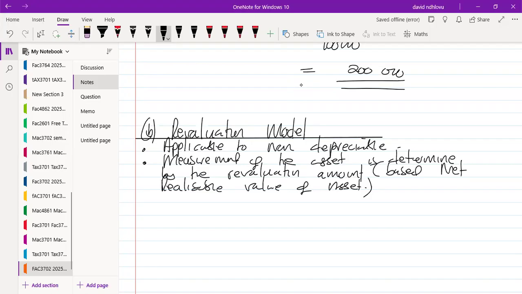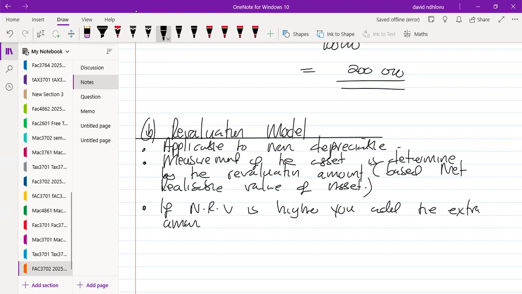Are we clear, good people? Yes. So what we are saying, if a net realizable value is higher, you add the extra amount, which we call a revaluation surplus.